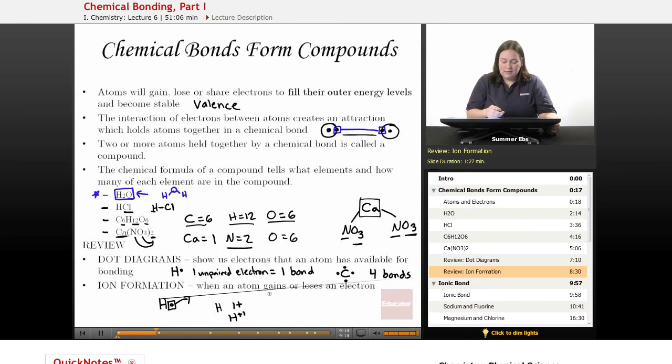If an atom gains an electron, it has a negative charge. It's gaining negativity by gaining an electron. So if it gains, the ion has a negative charge. And if it loses an electron, it's losing negativity, therefore it becomes more positive. So the ion will have a positive charge.